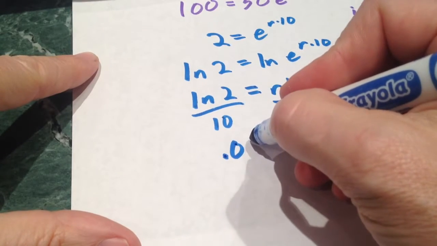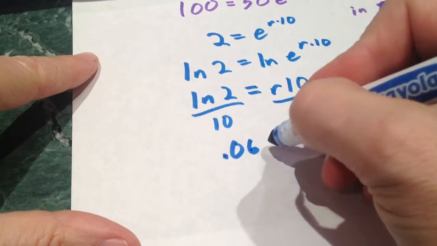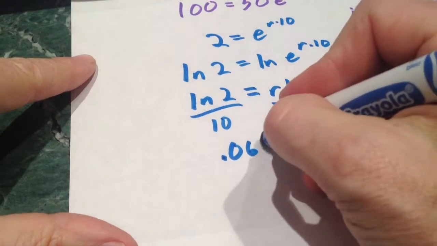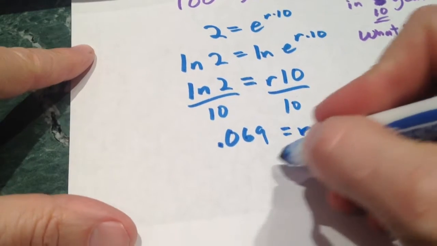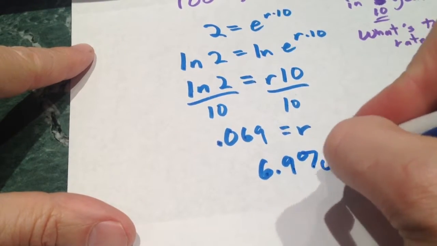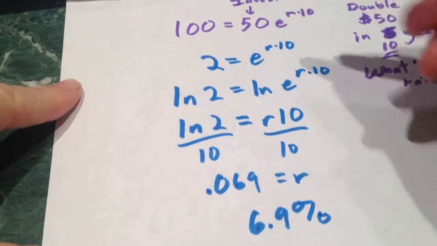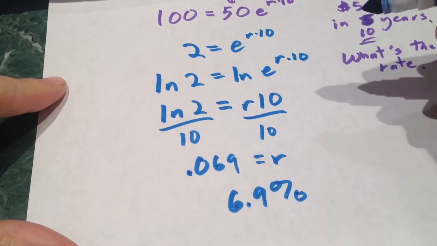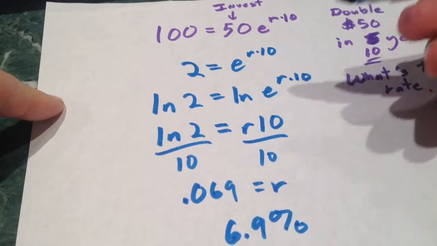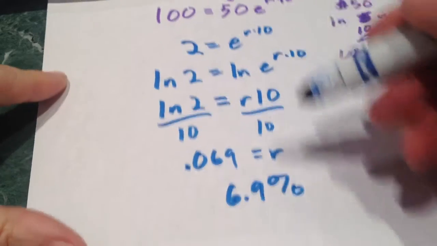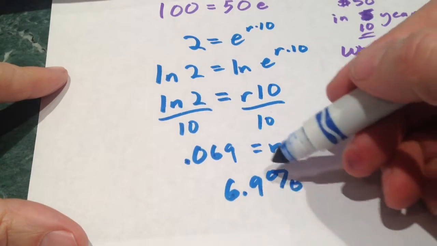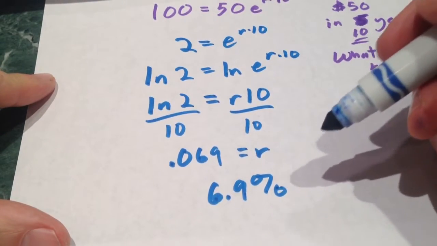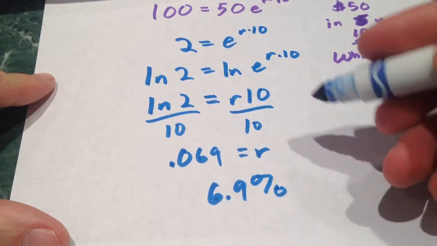roughly 0.06, I think it was 9, or was it 3? Hold on, let me see if I still got it in my calculator. 0.069. So it's about 6.9%. So at a 6.9% interest rate, compounding continuously, I can double my money in 10 years. If I was compounding something less than continuously, it's still going to be in this neighborhood, but it's going to be a little bit more because continuous is faster than compounding semi-annually or quarterly or daily even. All right, ciao.